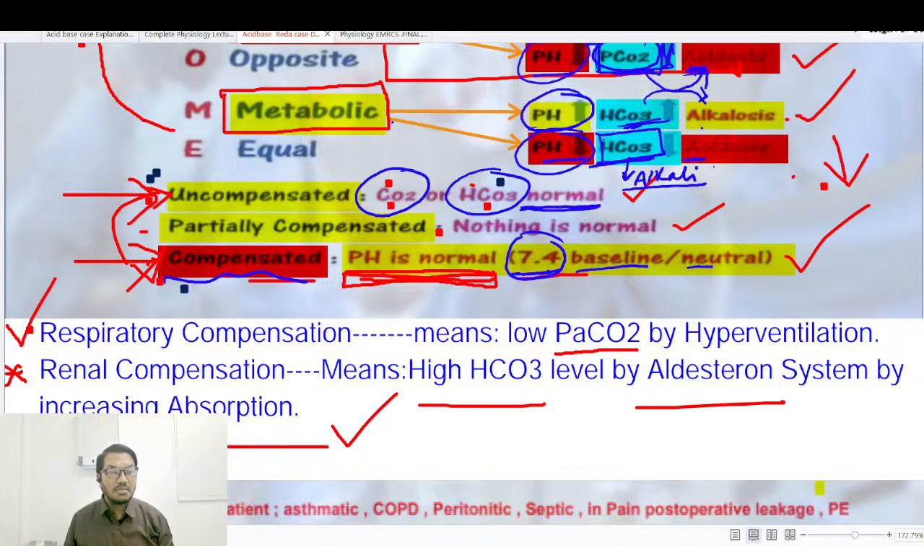And how did they do it? By hyperventilation. When there is more carbon dioxide inside the body, it means there is more acid in the body. So how does the body try to compensate? The body tries to exhale more and more carbon dioxide. So it is by hyperventilation. Respiratory compensation means there will be low partial pressure of carbon dioxide by hyperventilation.